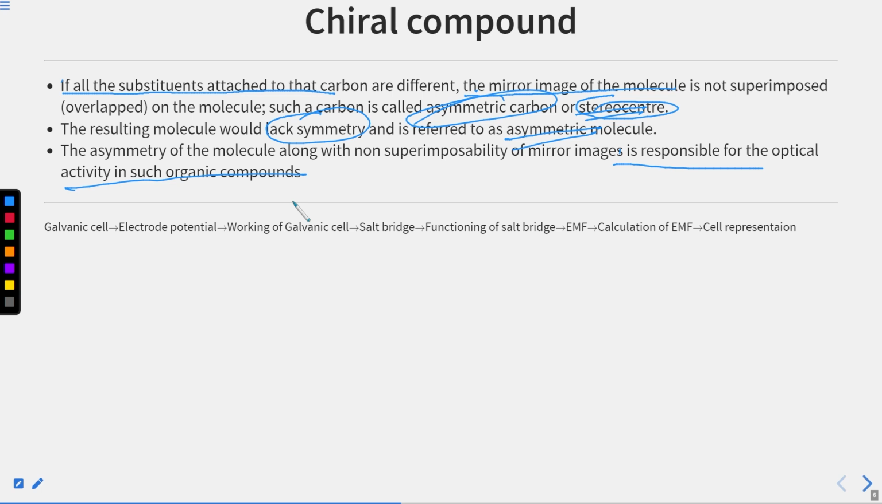Asymmetric carbon is not the only criterion for making a compound chiral. It is one of the criteria. We will see more about it later on, or you must have studied it in hydrocarbons also.